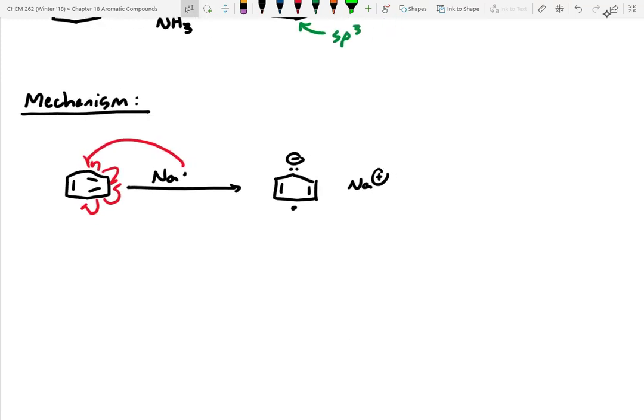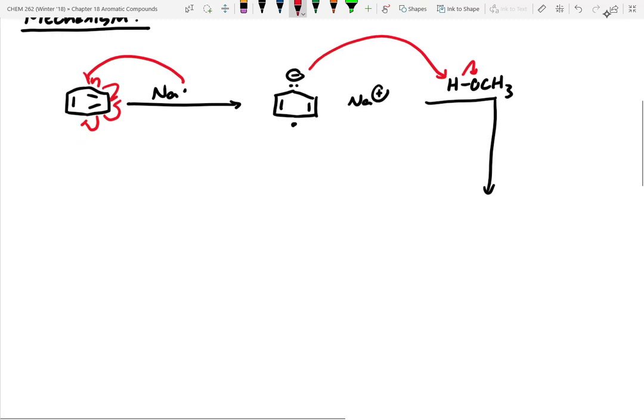Okay, in the next step, what we're going to do is treat this with our methanol, which is a really, really, really weak acid. However, carbon with the negative charge is very reactive, so it will pluck off a proton from methanol. All right, now at this point, you have 1 unpaired electron on the bottom. I'm not going to show the proton on the top because we don't need to in bond line structure.